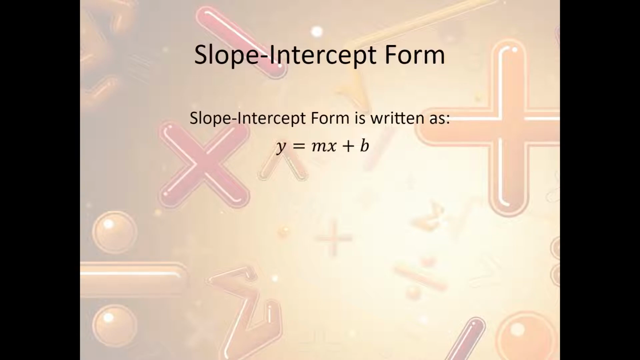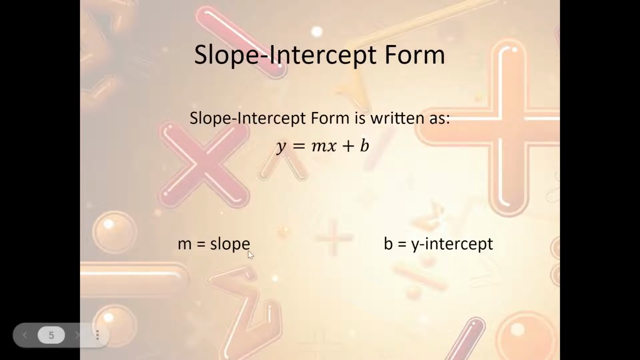Slope-intercept form. Slope-intercept form is written as y = mx + b. And what does that mean? m is the slope, and b is the y-intercept. y and x are my variables that stay variables so that I can plug numbers in and see what they come out to be. So m is the slope and b is the y-intercept.